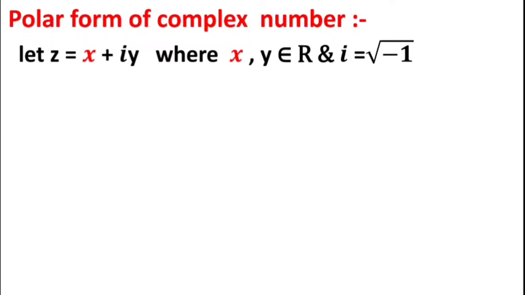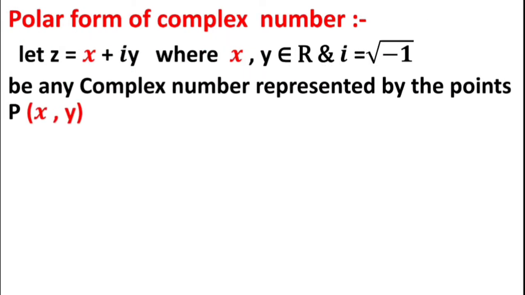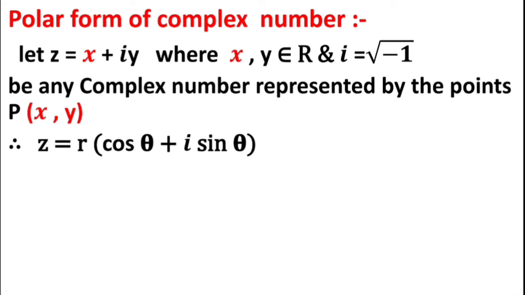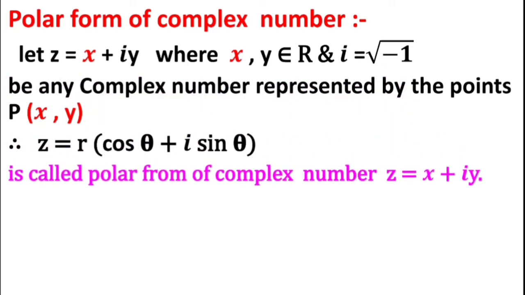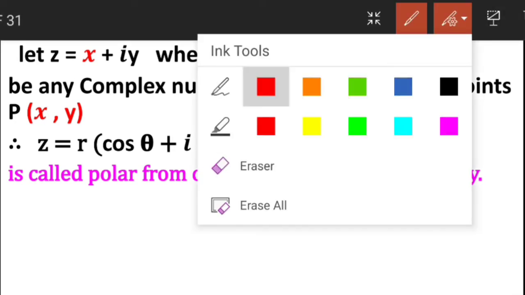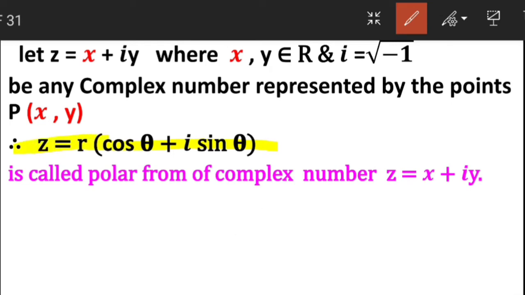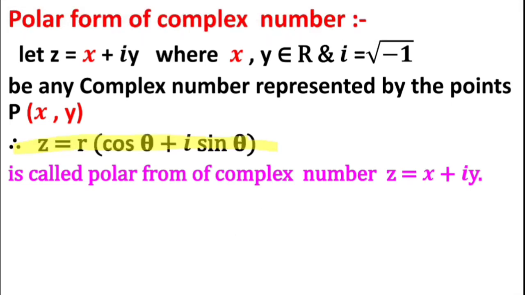Suppose the complex number is denoted by small z, which is nothing but x plus iy, where x and y are real numbers and i is equal to the square root of minus 1. Let it be any complex number represented by a point (x, y), an ordered pair. Then z is equal to r into bracket cos theta plus i sin theta, which is called the polar form of the complex number z is equal to x plus iy. You must remember this.